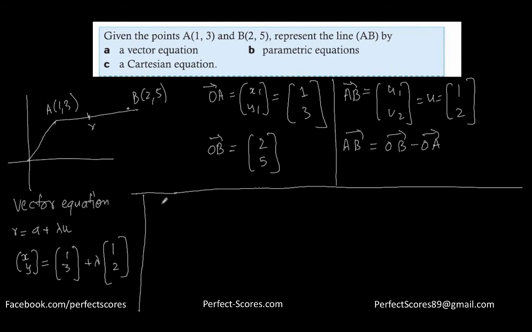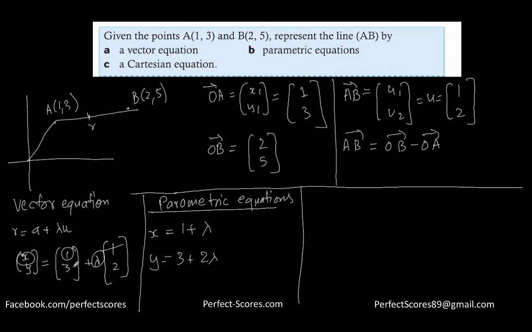Now how will we get the parametric equations from here? Parametric equations are very easy. There are two parametric equations. First one would be for x, that is x is equal to 1 plus lambda, and y is equal to 3 plus 2 lambda. These are going to be the parametric equations. x is equal to 1 plus lambda, y is equal to 3 plus 2 lambda.